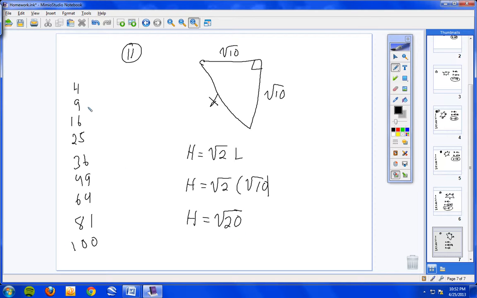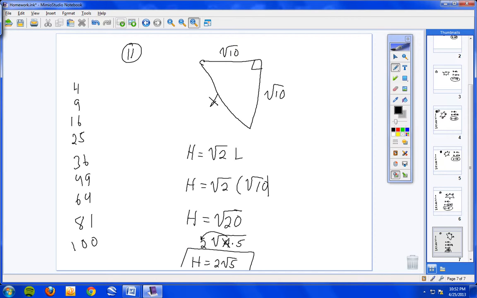one of these numbers over here does divide into 20 evenly, and it's 4. So really, the square root of 20 is the square root of 4 times 5. Now, we do not know the square root of 5, but we do know the square root of 4, so cross off the 4 and put a 2 on the outside because the square root of 4 is 2. So the hypotenuse is 2 square root of 5. All right, that's the first section.